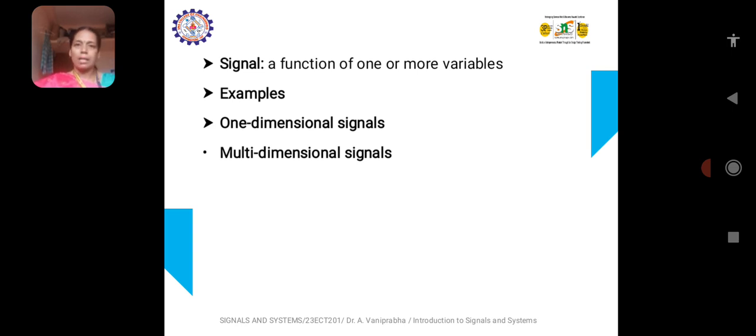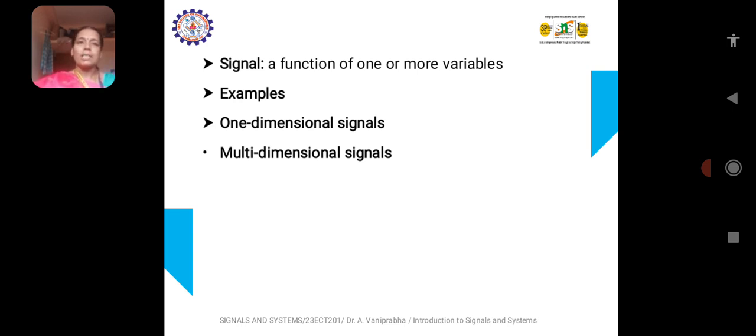the speed of the car may depend on the nature of the road and also the acceleration, right? So in this case a signal can be classified as single variable or more variables, right? For example, it may be voltage with respect to time, current with respect to time, or temperature, humidity, or illumination, all these with respect to time.